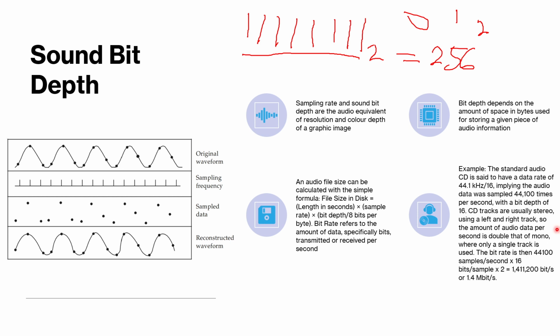So let's take an example, as you can see here. Okay, let's talk about the example that we have in here. But before that, be mindful that bit rate refers to the amount of data, specifically in bits, which is transmitted or received per second. So it is comparable to the sample rate that refers to the digital encoding of the sound.